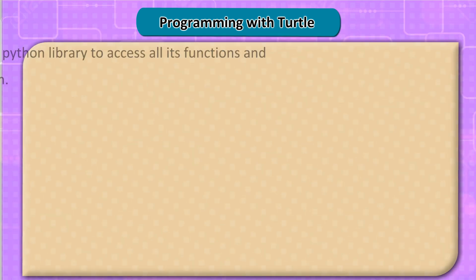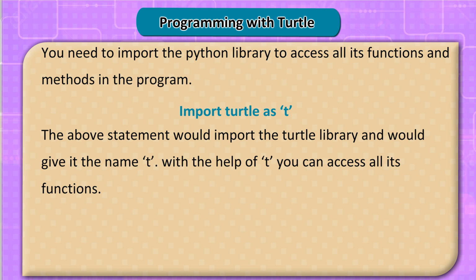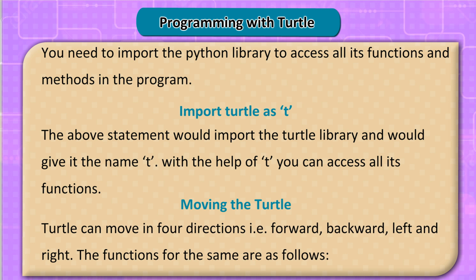Programming with Turtle. You need to import the Python library to access all its functions and methods in the program. Import turtle as T. The above statement would import the Turtle library and would give it the name T. With the help of T, you can access all its functions. Moving the Turtle. Turtle can move in 4 directions, i.e. forward, backward, left and right. The functions for the same are as follows.